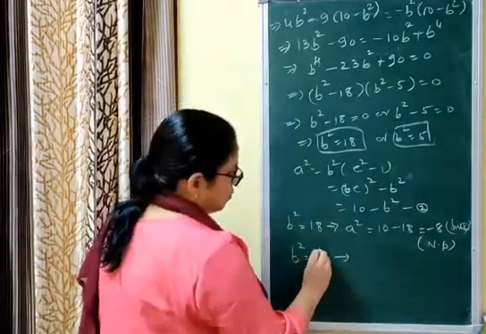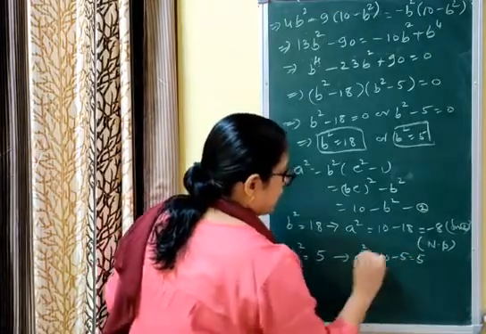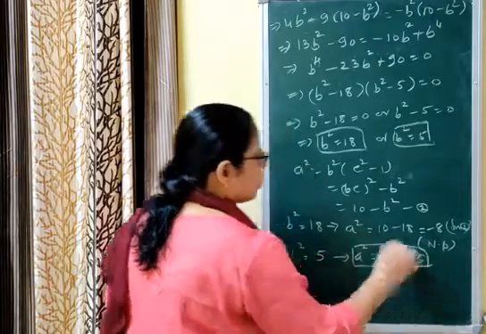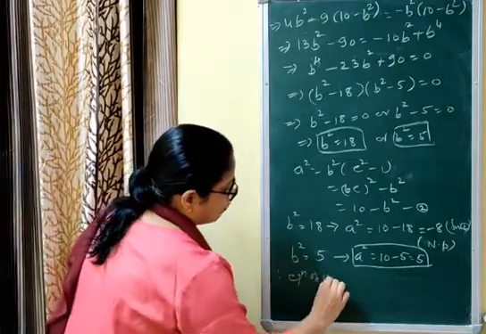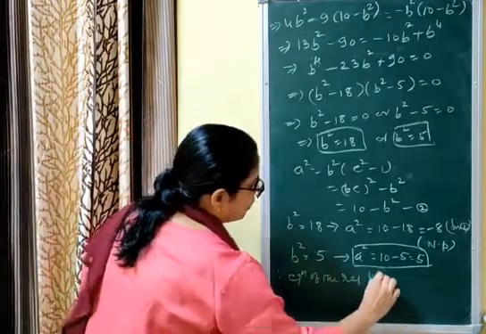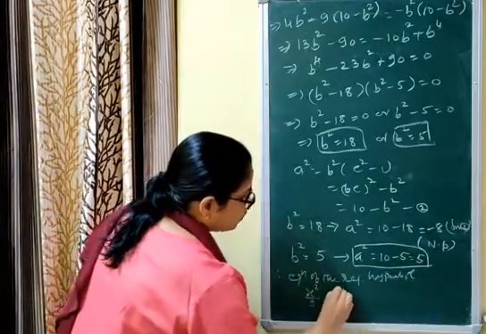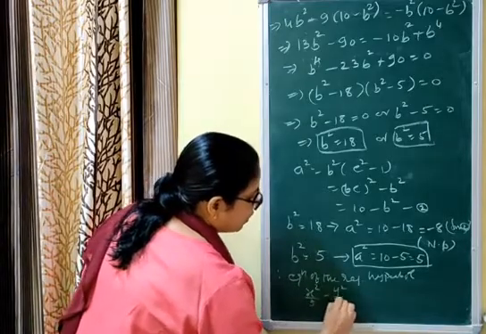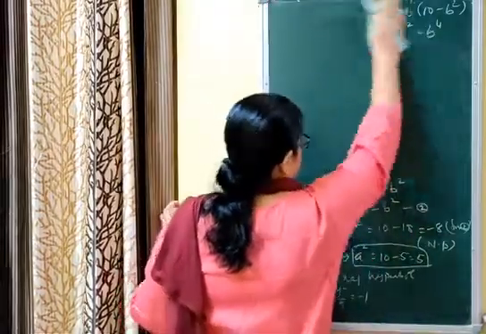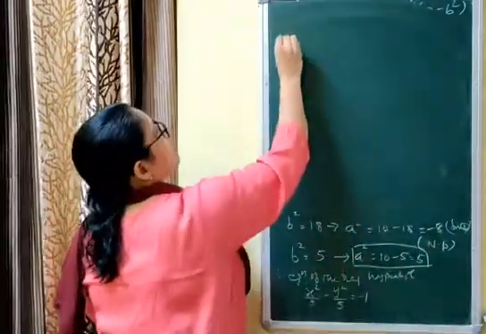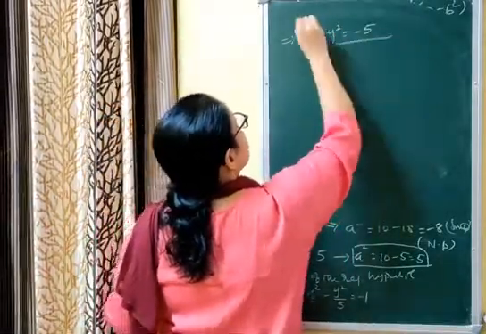b square equal to 5 gives, it is 5. Now a square is equal to 10 minus 5, which is equal to 5. That means we got the value of both a square and b square equal to 5. Therefore, the equation of the required hyperbola is x square by a square, that is x square by 5, minus y square by 5 is equal to minus 1. Now if you want to put it as it is, fine, otherwise if you want to take LCM, then it becomes x square minus y square equal to minus 5. This question is very important.